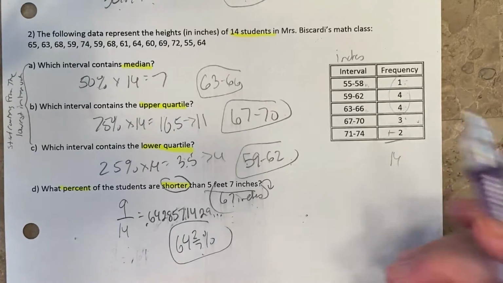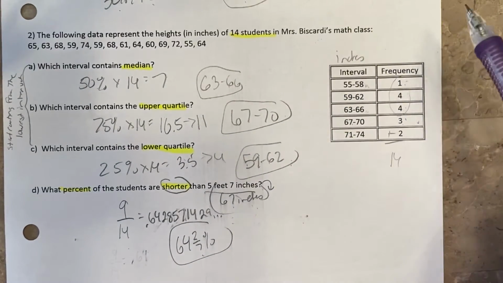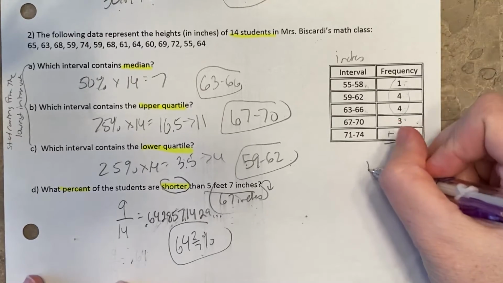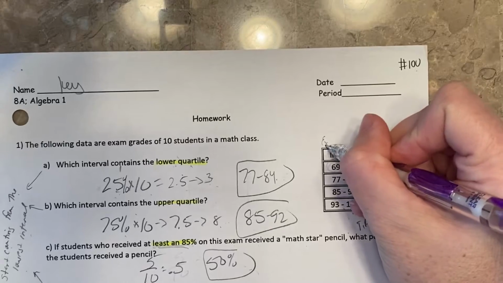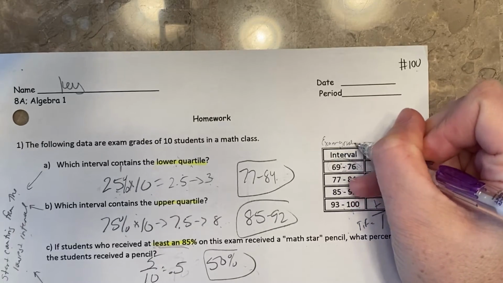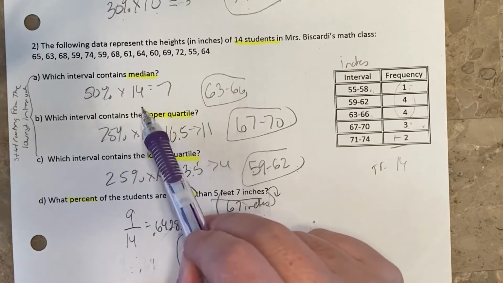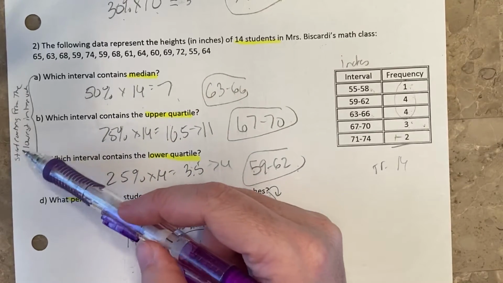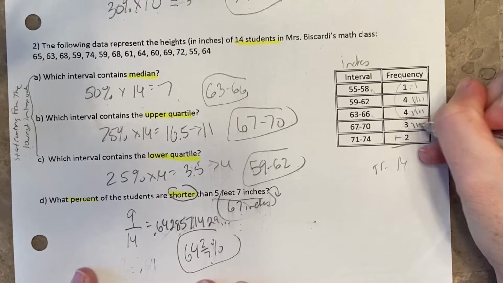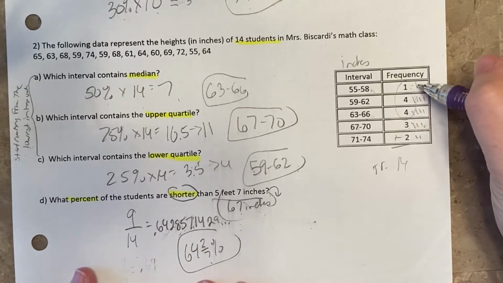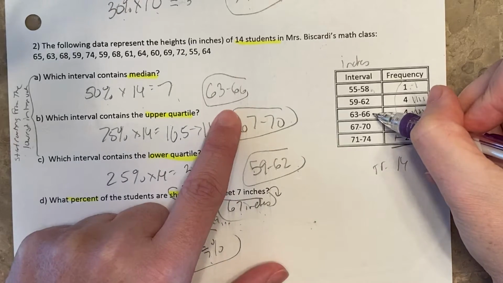Number 2, okay, this is 14 students in Mrs. Biscardi's math class. We have our total frequency. We have our intervals. Oh, this interval, by the way, is exam grades. Okay, so here we go. Median is your 50%. Okay, so 50% of 14 is 7. Again, I wrote a little note, start counting from the lowest interval. All right, so we have the 7th person, 1, 2, 3, 4, 5, 6, 7. That's in 63 to 66.